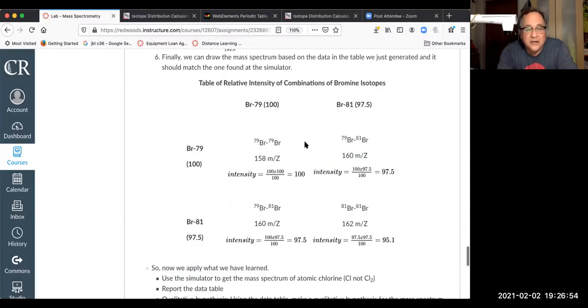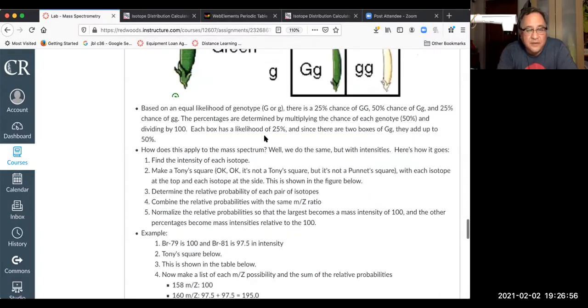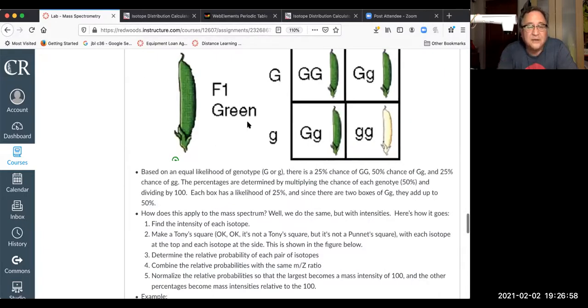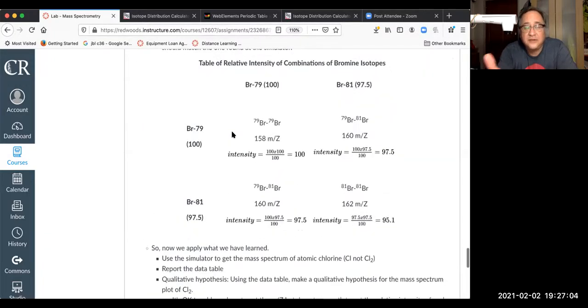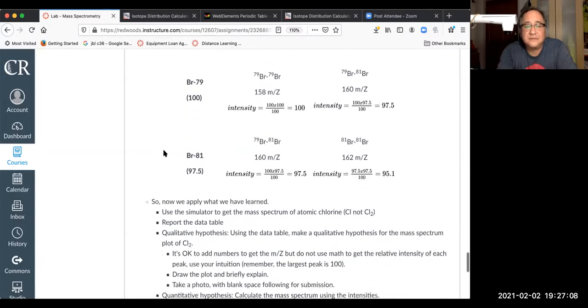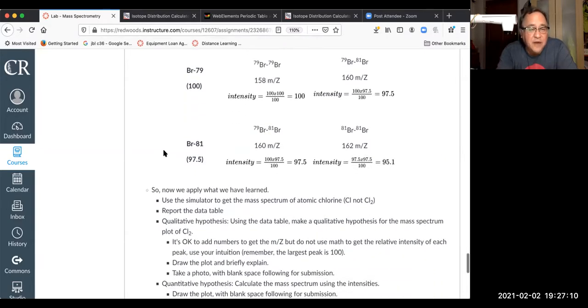This right here above with the P's is called a Punnett square. You can see here that below I made what's called Tony's square. So there's Tony's square. And we can use that to figure out what the spectrum looks like specifically.